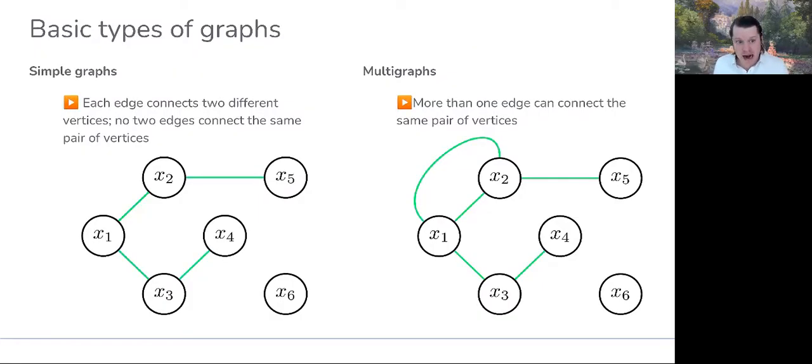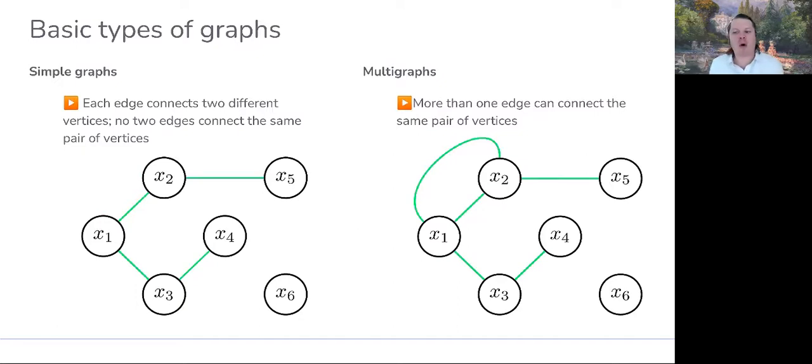In a simple graph, each edge is going to connect two different vertices. No two edges are going to connect the same pair of vertices. So if a relationship exists between x1 and x2, that is going to be communicated through a single edge in a simple graph. We would not have the ability to have, say, multiple edges connecting those two vertices because by definition, we're going to see here that's a multigraph and not a simple graph. So simple graph, each edge connects two different vertices. No two edges connect the same pair.